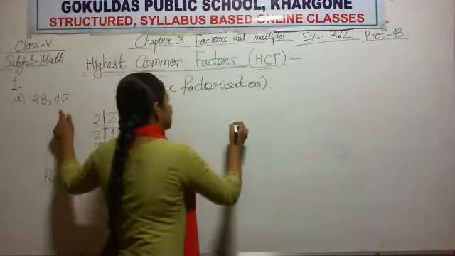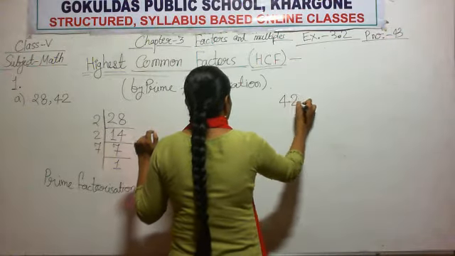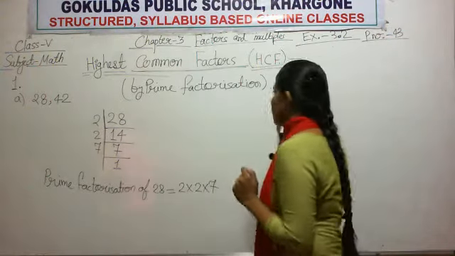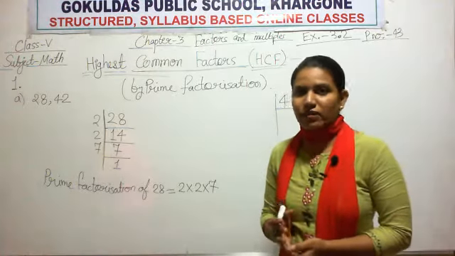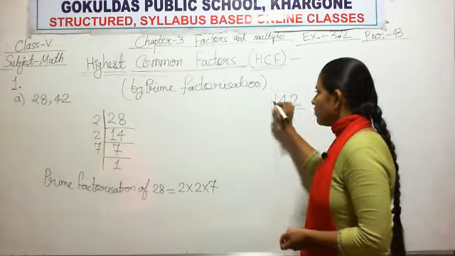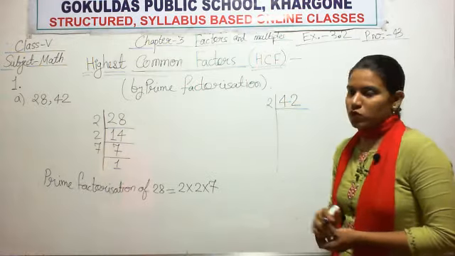Now your other number is 42. So I am solving prime factorization of 42 here. Your number 42 is an even number, right? So you can divide the even number by 2.